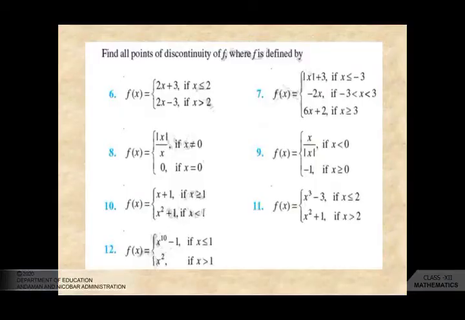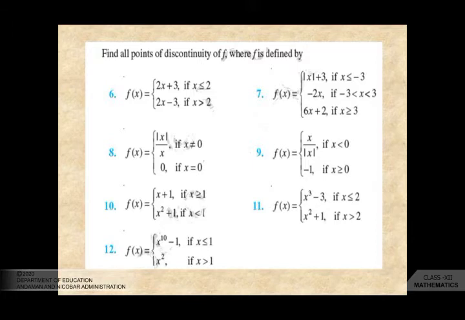Clear children? So children, the same type of question is your 10th, 11th and 12th. In the 10th question, you see f(x) is equal to x plus 1 if x is greater than or equal to 1, x square plus 1 if x is less than 1. Again 3 cases arise here. You have to take a real number c, and the cases are: for c greater than 1, for c less than 1, and for c equal to 1, you have to prove it. One thing you have to remember: when c is equal to 1 you have to take both the left hand limit as well as the right hand limit and the function at that particular point. You have to take these three cases in this question, okay, only then will your proof be complete.